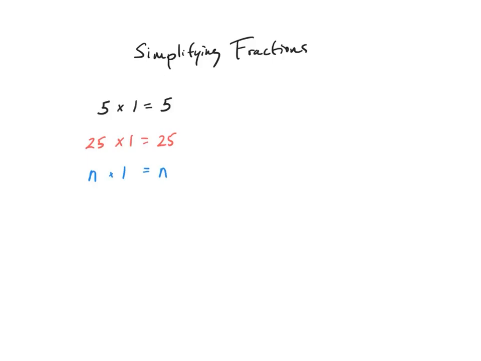You also discovered that that same property applies when we divide numbers. So I can also do 5 divided by 1. That gives me 5. 25 divided by 1 equals 25. And I can apply that to any number n and say n divided by 1 equals n. So I'm going to use this property to help me simplify fractions.